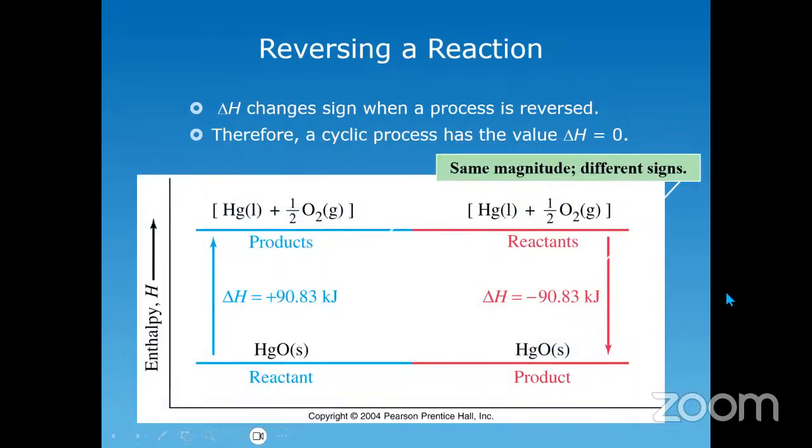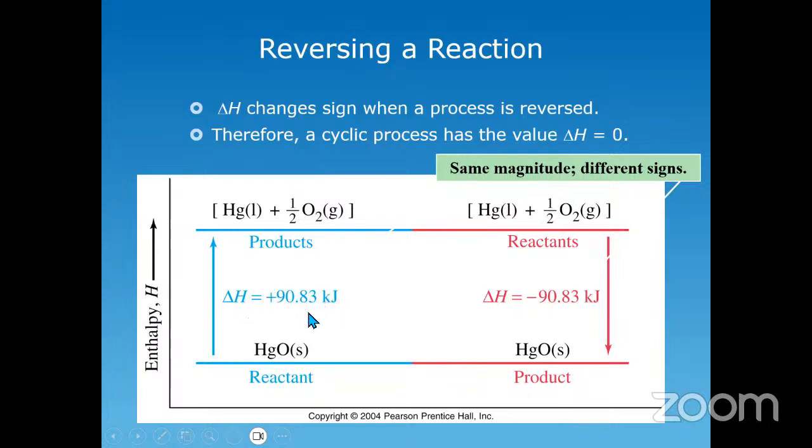So just to give an example of this, let's look at this reaction, the reaction between liquid mercury and oxygen to form mercury 2 oxide. In this case here, we're going the reverse direction. So this is the reactant to form the products.